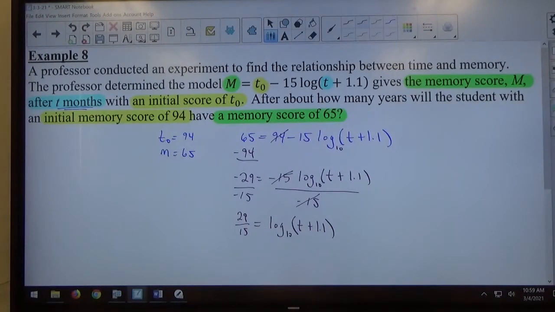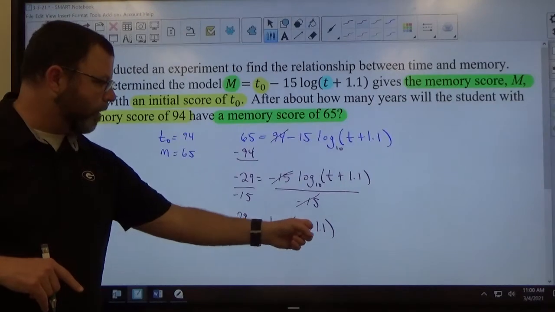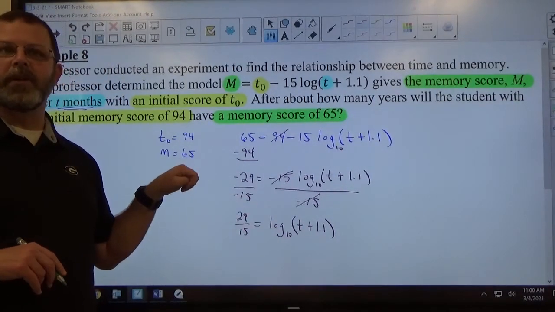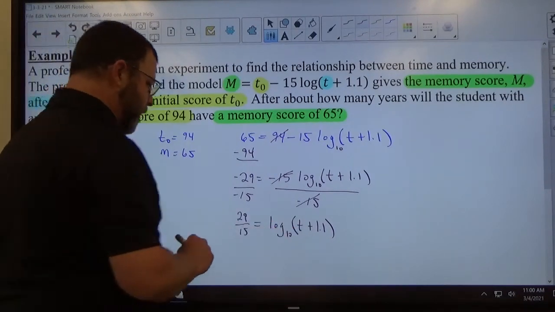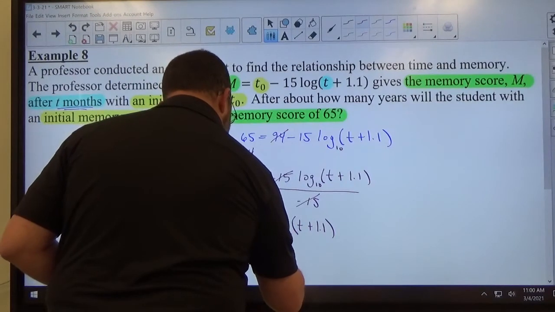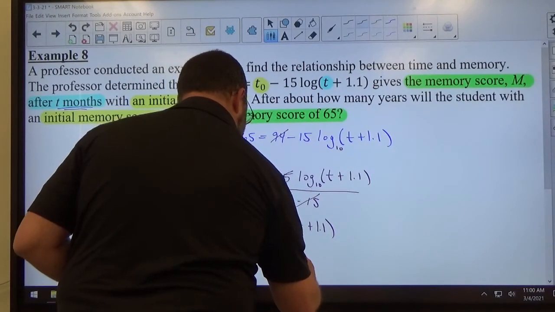Now 29/15 happens to not divide evenly. It comes out as a decimal, 1.933333. If I start rounding things instead of using a fraction, I'm going to get less accuracy. So I'm going to keep it as 29/15. When I rewrite this, what we saw yesterday when we had log of something, base something, equals something, rewrite it as an exponential. So 10 to this power equals that argument. So it's going to be 10 to the 29/15 equals t plus 1.1.